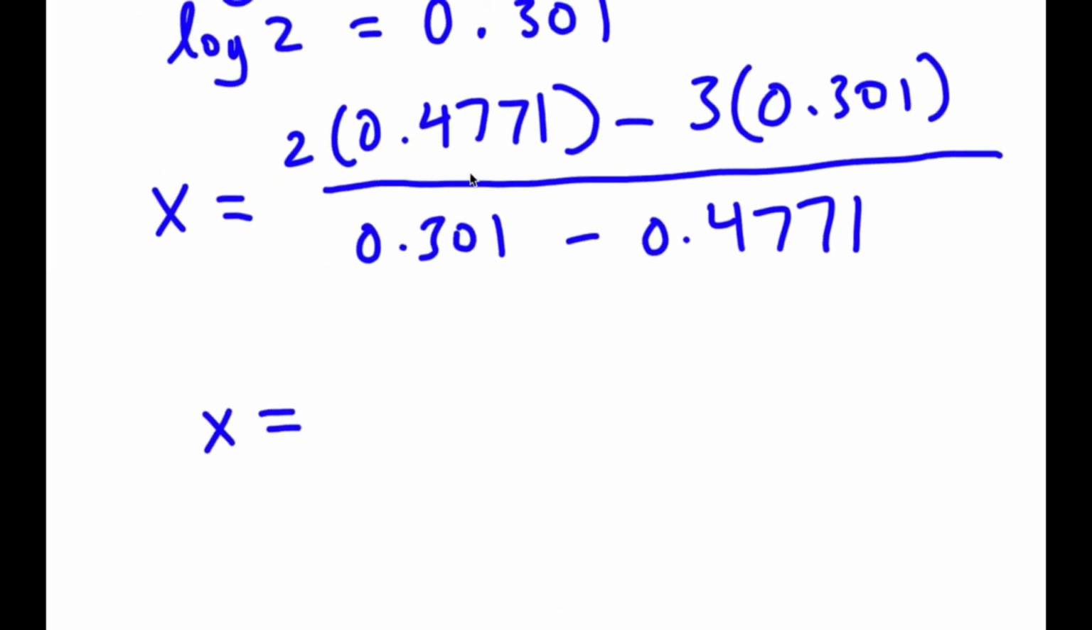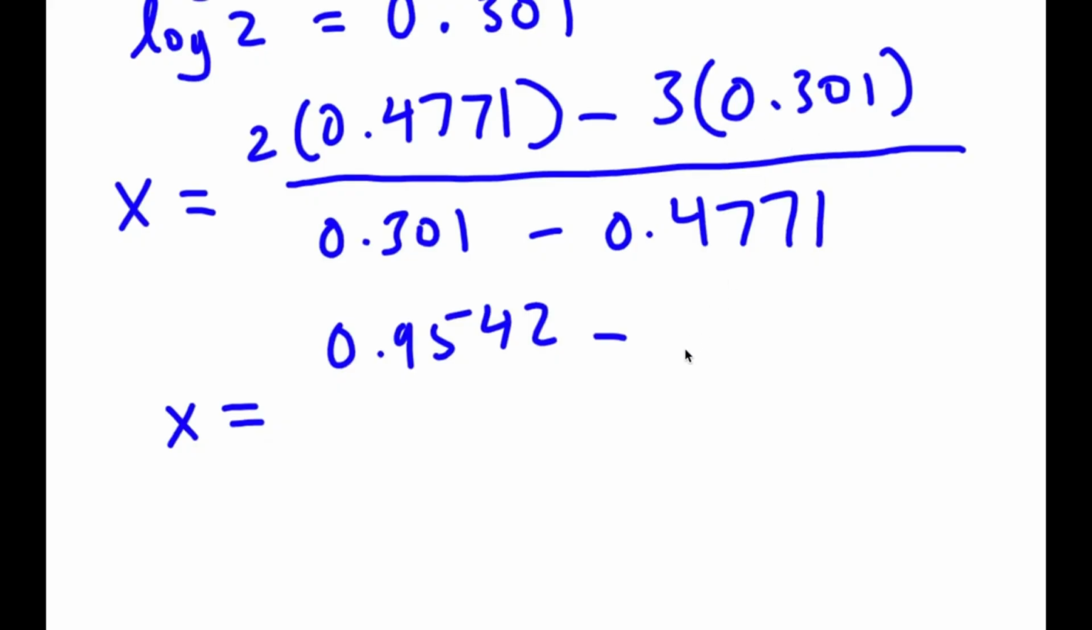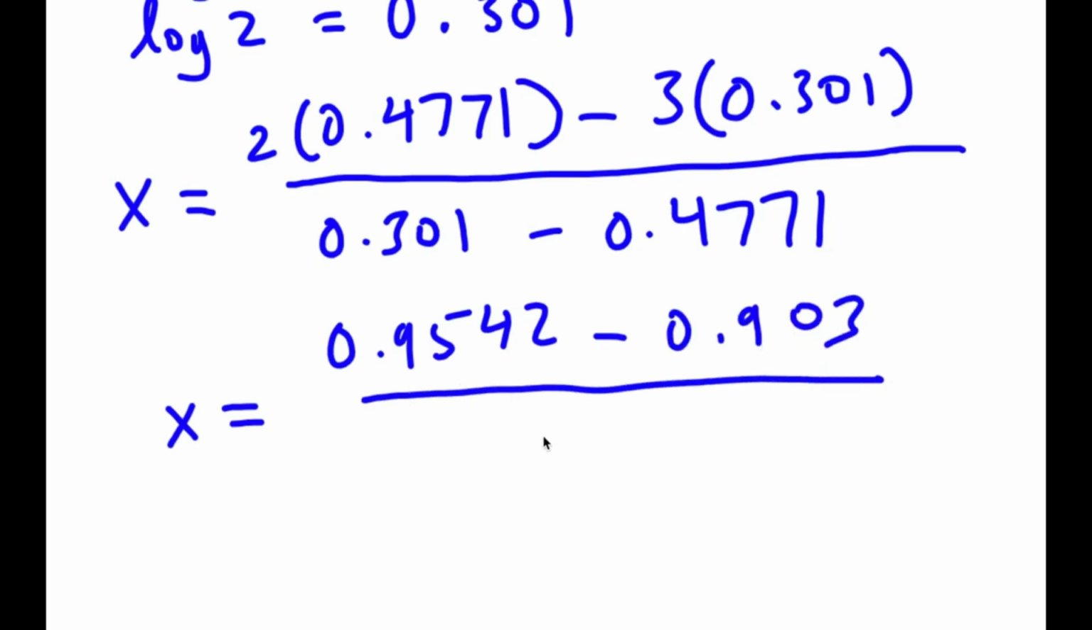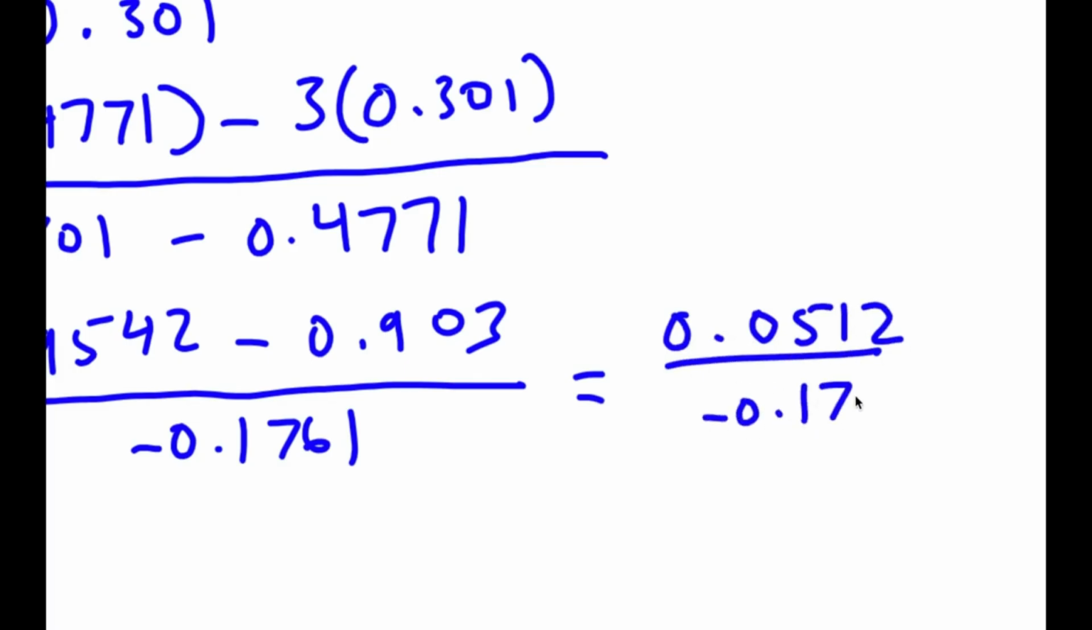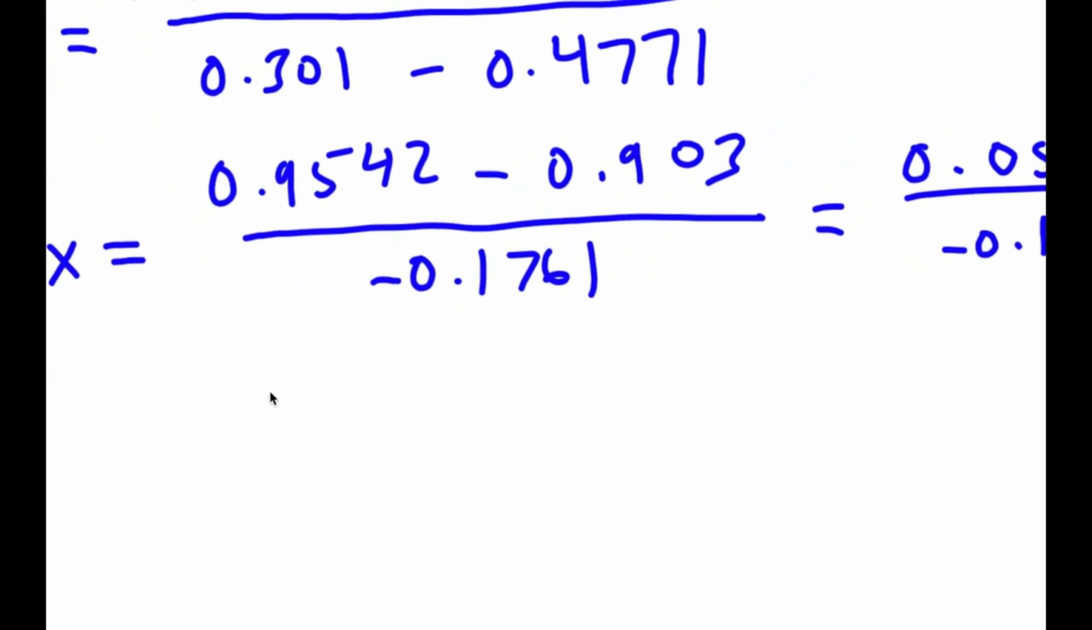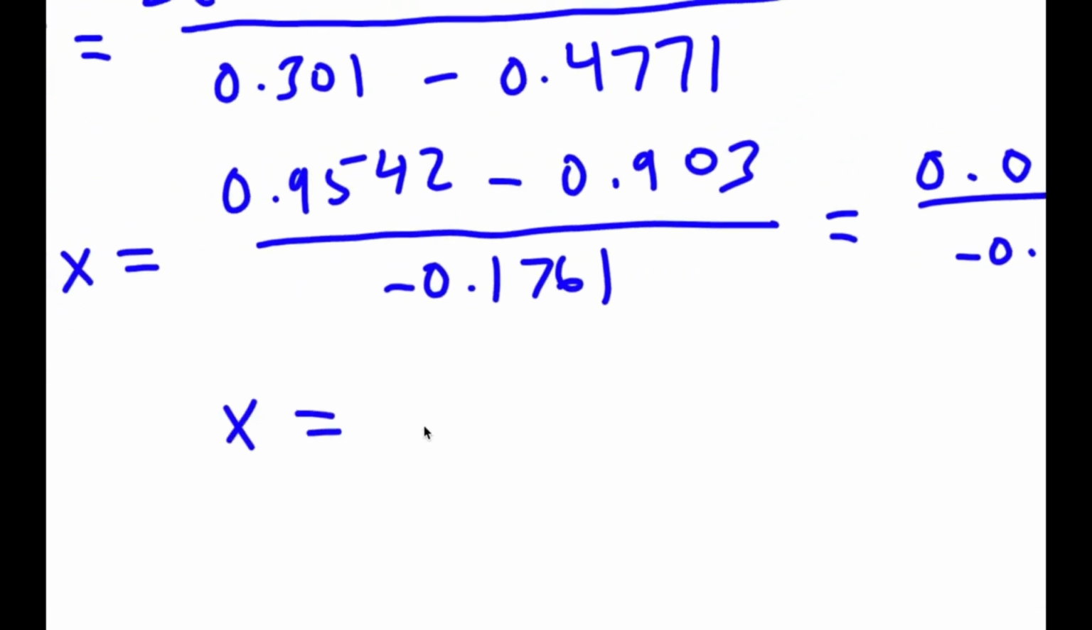Now 2 times 0.4771 is 0.9542 minus, now 3 times 0.301 is 0.903. Now I'm going to divide this by 0.301 minus 0.4771, which is negative 0.1761. And this is equal to 0.0512 over negative 0.1761. So finally, x is equal to approximately negative 0.2907.